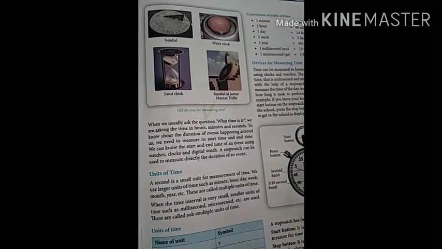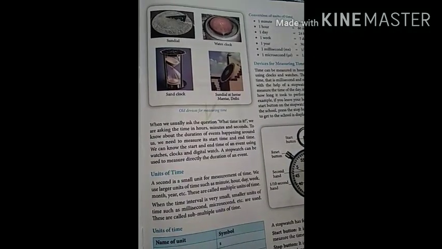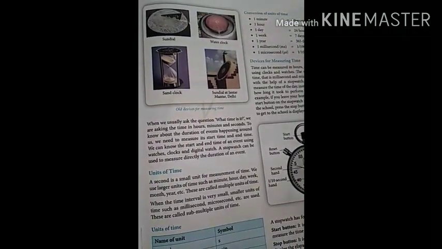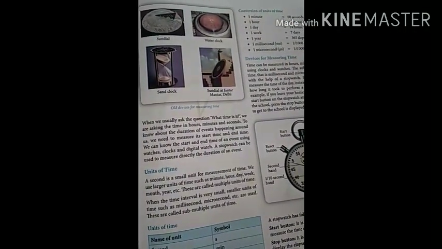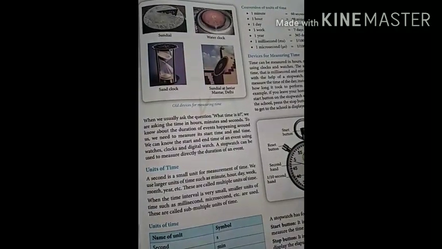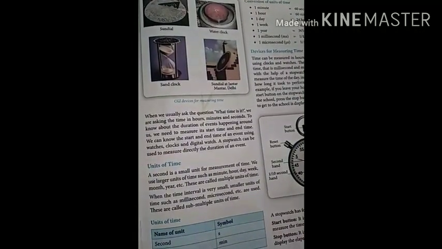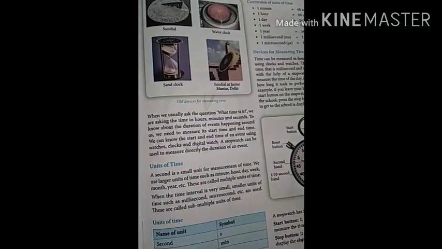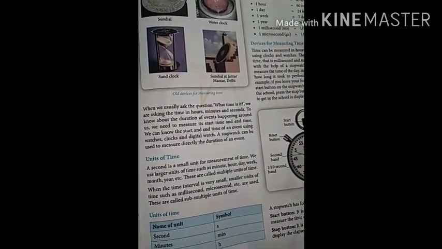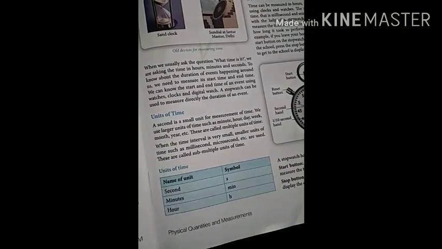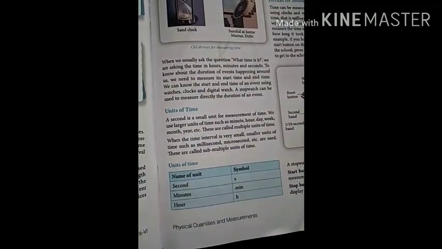To know about the duration of an event happening around us, we need to measure its start time and end time. Remember this very important point. We can know the start time and end time of an event using watches, clocks and digital watches. A stopwatch can also be used to measure directly the duration of an event.